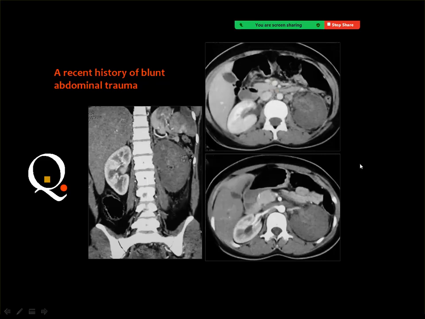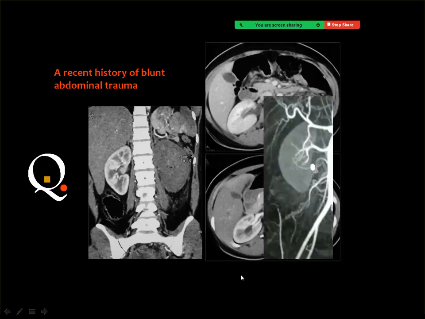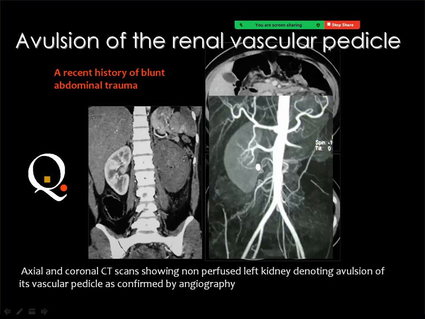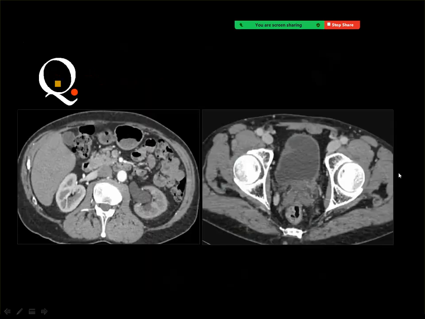Actually, you know, whenever there is an abdominal trauma and you got a kidney that is enhanced and another one that is not excreting contrast material, then you are dealing with avulsion of the renal vascular pedicle. There is no blood supply coming to this kidney, and this was confirmed by angiography. You see that the renal artery has been interrupted in this area, diagnostic of avulsion of the renal vascular pedicle.